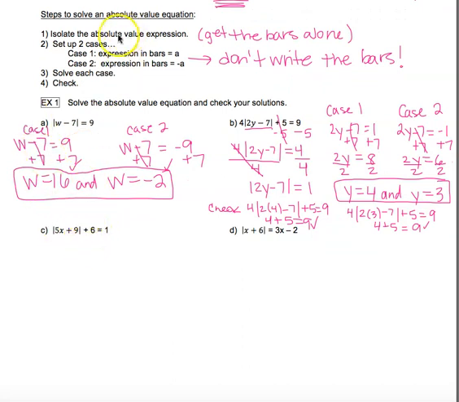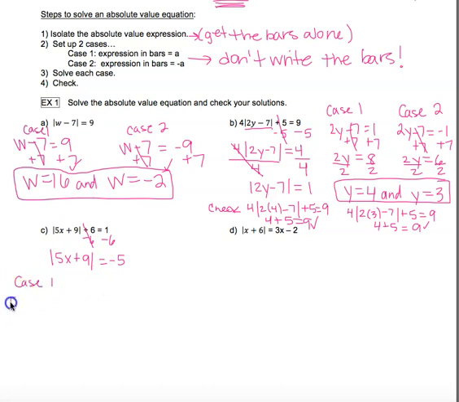Here, I need to isolate my absolute value expression, so meaning get the bars alone. So that means I need to subtract 6 on both sides. So the absolute value of 5x plus 9 is equal to 1 minus 6, which is negative 5. So the bars are alone, so I set up my 2 cases.